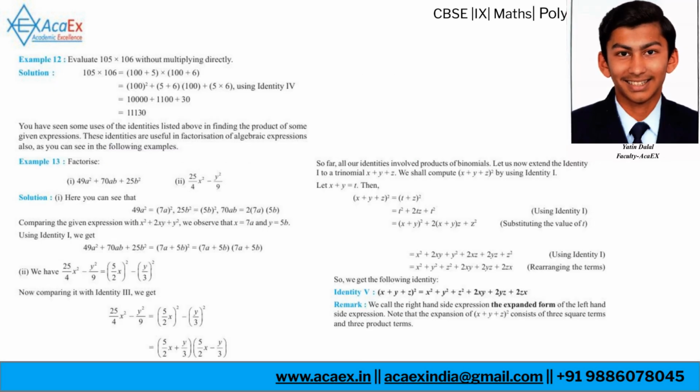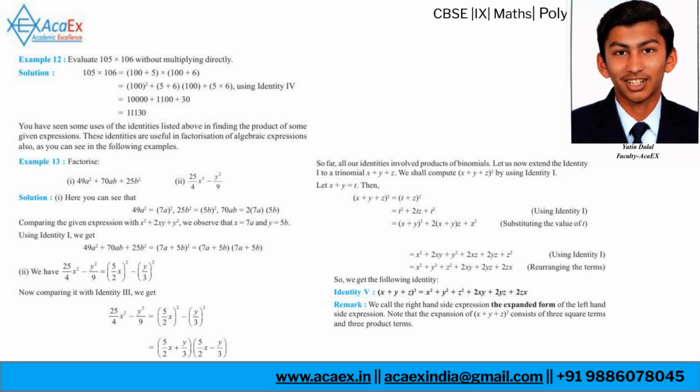Using identities, example 12. Evaluate 105 multiplied by 106 without direct multiplication. Solution. This can be written as (100 plus 5) times (100 plus 6). Using identity 4, this equals 100 squared plus (5 plus 6) times 100 plus 5 times 6, which is 11,130. Example 13. Factorize 49a squared plus 70a plus 25b squared.